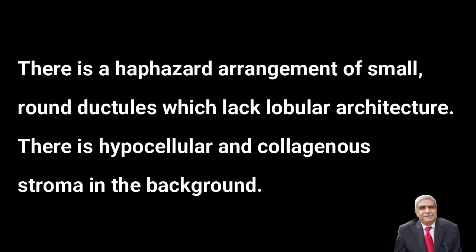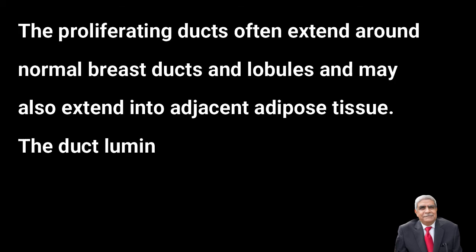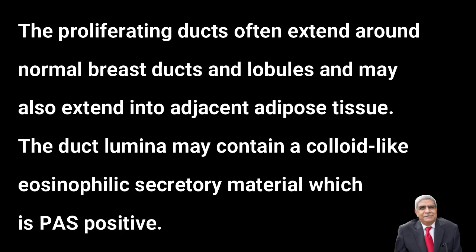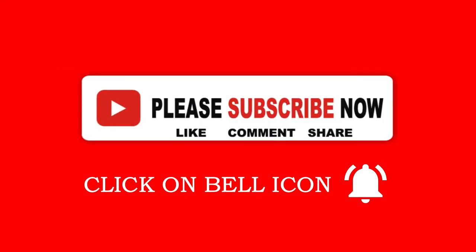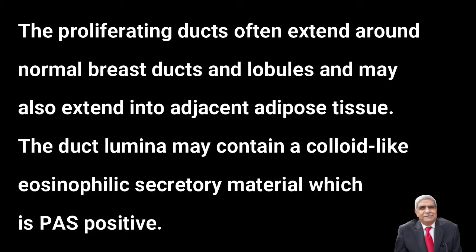Microglandular adenosis, a rare variant. There is a haphazard arrangement of small, round ductules which lack lobular architecture. There is hypocellular and collagenous stroma in the background. The proliferating ducts often extend around normal breast ducts and lobules and may also extend into the adjacent adipose tissue.